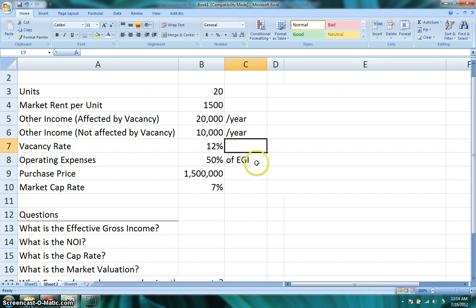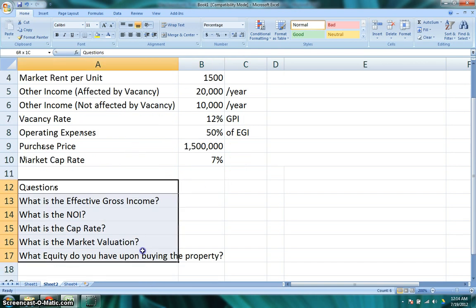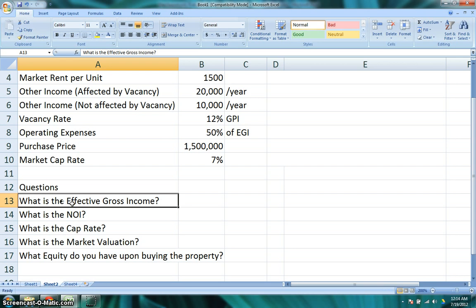Then vacancy rate will be 12% of your gross potential income. The operating expenses are 50% of your effective gross income. The purchase price is 1.5 million and the market cap rate is 7%. Using this information, the questions that I would like you to answer are: what is the effective gross income? What is the net operating income? What is the cap rate? What is the market valuation? What equity do you have upon buying the property?